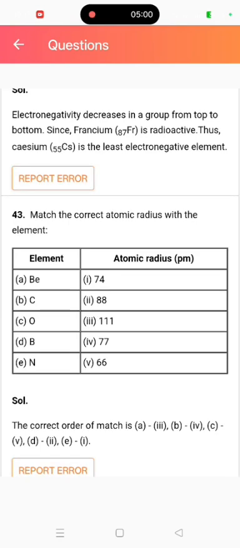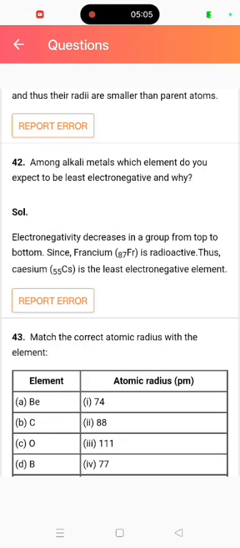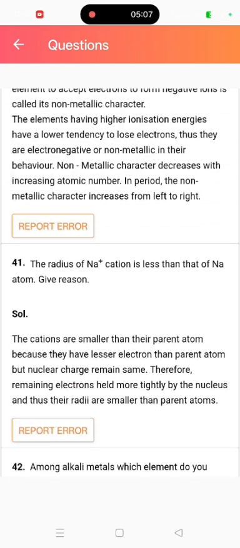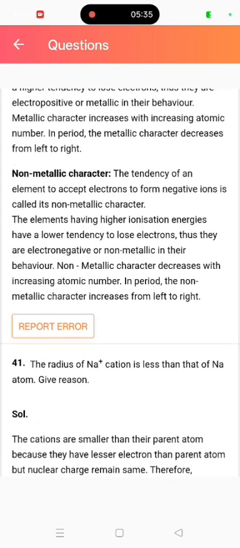See the table. You need to know the atomic radius of various atoms, whether increasing or decreasing. See, Na plus cation and Na, which is bigger in size? The radius of Na plus cation is less than that of the sodium atom. Give reason. The cations are smaller than their parent atom because they have fewer electrons than the parent atom, but the nuclear charge remains the same. So the remaining electrons are held more tightly by the nucleus and their radius becomes smaller than the parent atom.